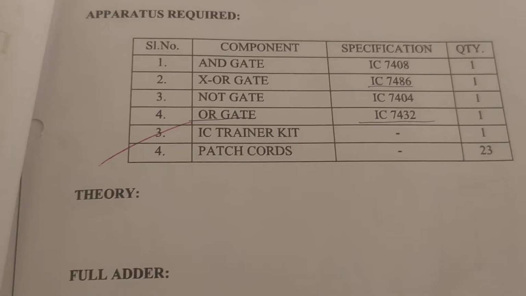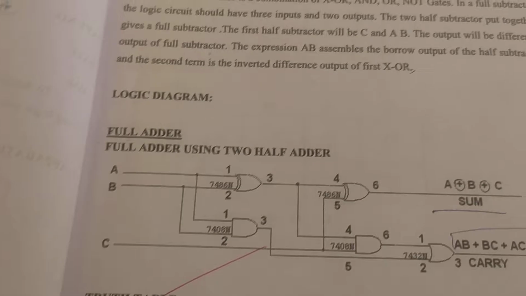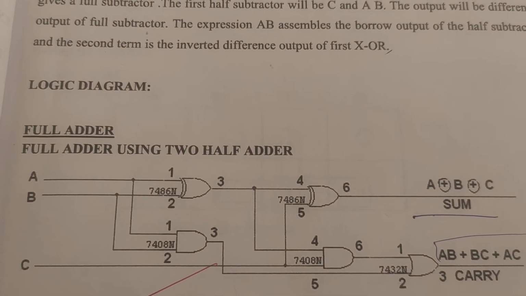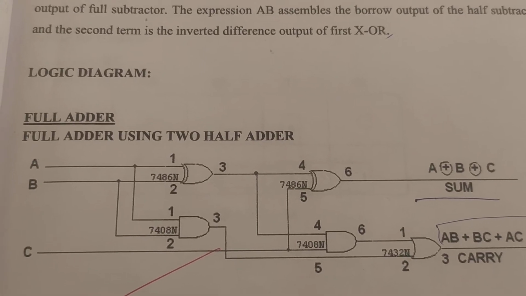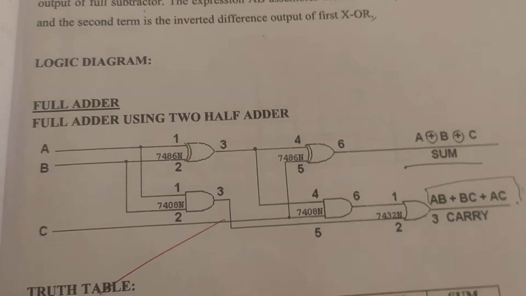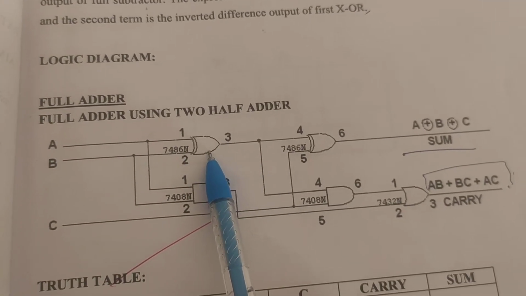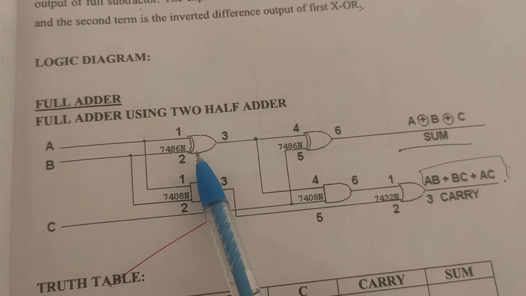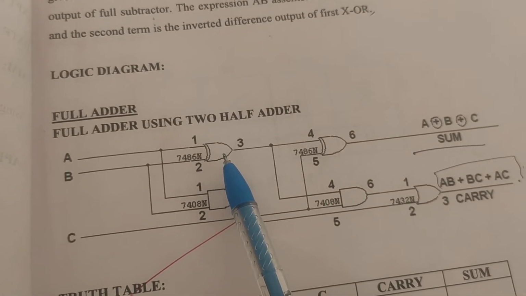Now today we will see the basic block diagram, or logic diagram, for the full adder. This is the logic diagram for the full adder. It is nothing but a full adder using two half adders. In this diagram we can see we have two XOR gates. These XOR gate ICs are IC 7486. IC 7486 is the IC number for the XOR gate.